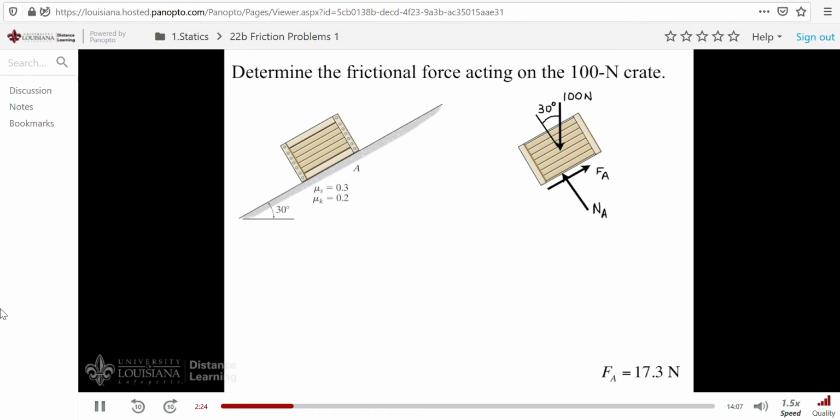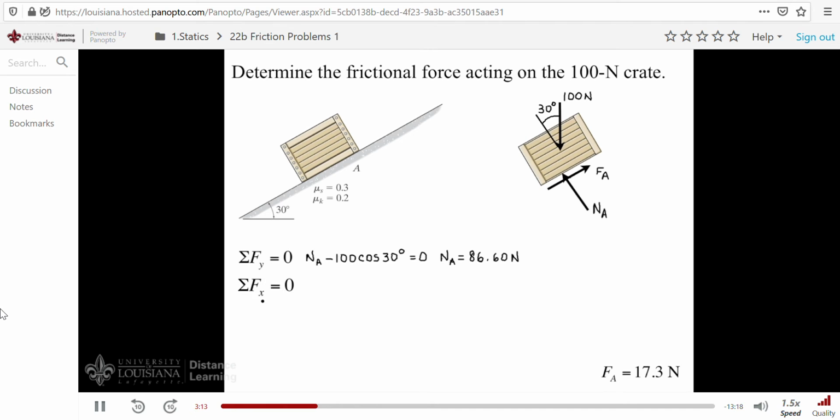Anyway, let's apply our equations of equilibrium now in the normal direction, positive this way, and then along the plane, positive upward. So first in the normal direction, or along the y-axis, we have N sub A minus 100 times the cosine of 30 degrees. This all equals 0, of course. And if you solve, you get the answer of 86.60. And this is in newtons.